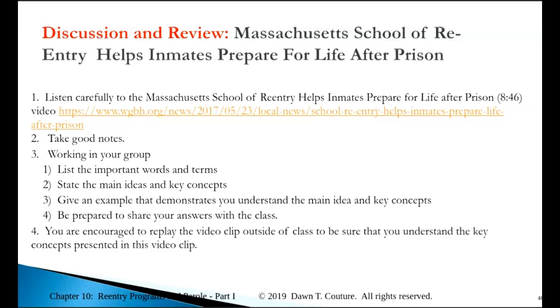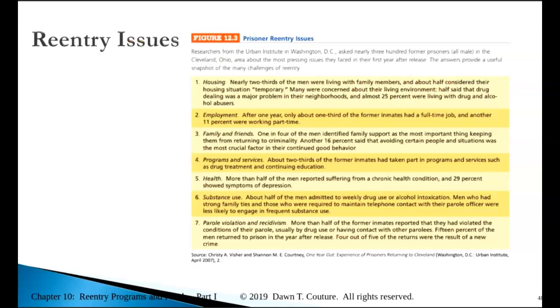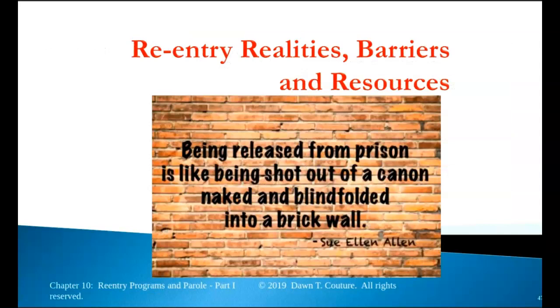It does a great job of outlining all of the benefits and the high praise that the graduates of the Boston Pre-Release Center have for the time that they spent here and the skills that they acquired. I'm just going to spend a little bit of time on the realities, the barriers that face people who are returning from incarceration. It is likened to being shot out of a cannon naked and blindfolded into a brick wall. So despite attempts to get people ready to re-enter, particularly for folks who have served fairly lengthy sentences, it is a frightening experience.